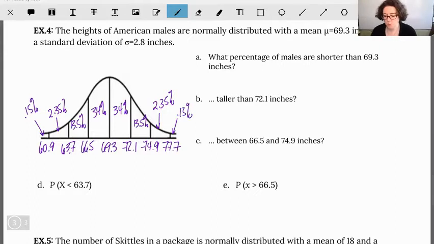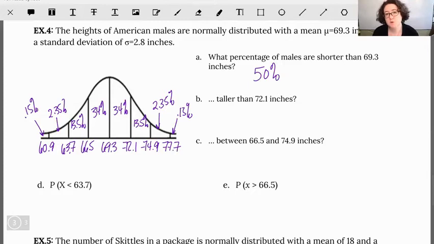Alrighty, so first problem, what percentage? So we just need to add up sections. What percentage of males are shorter than 69.3 inches? Well, where's the 69.3 again? Right smack in the middle, so half of them are shorter, half of them are taller. Okay, how about taller than 72.1 inches?